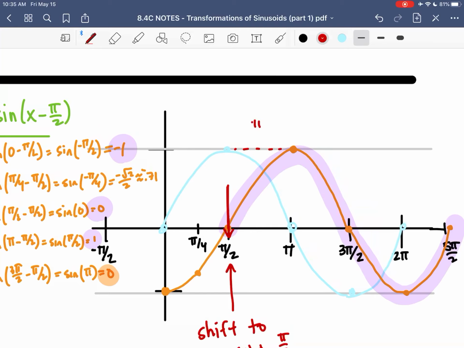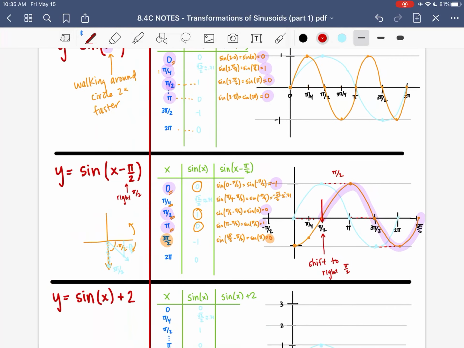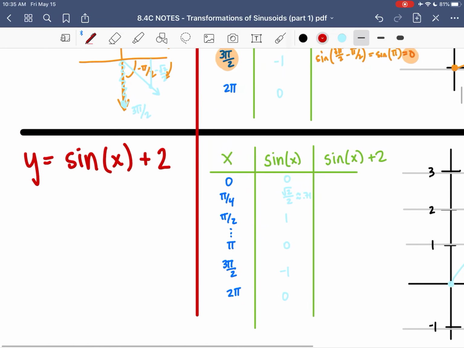So every single point, the maxes happen pi halves later, right? The 0 happened pi halves later. This 0 happened pi halves later. The min happened pi halves later. Nice. Okay, last one here that we're going to look at, sine of x plus 2.